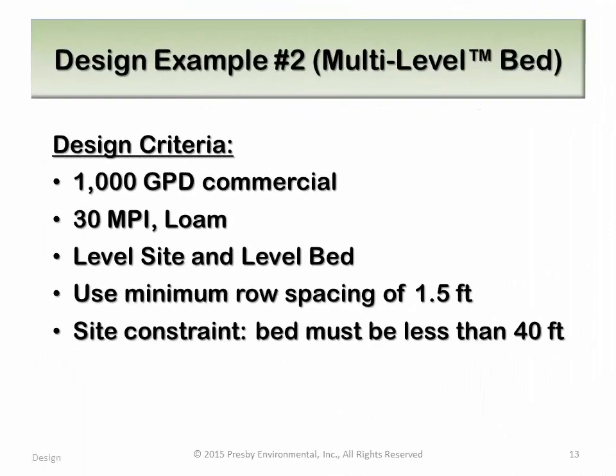Let's work through another example. This time, we'll design for a 1,000 gallon per day commercial multi-level system being placed on 30 MPI soils. This time, the site is level, so our bed will also be level. We'll use the minimum 1.5 foot row spacing. This site has a constraint that must keep the bed 40 feet long or less. Now let's work through the design steps.